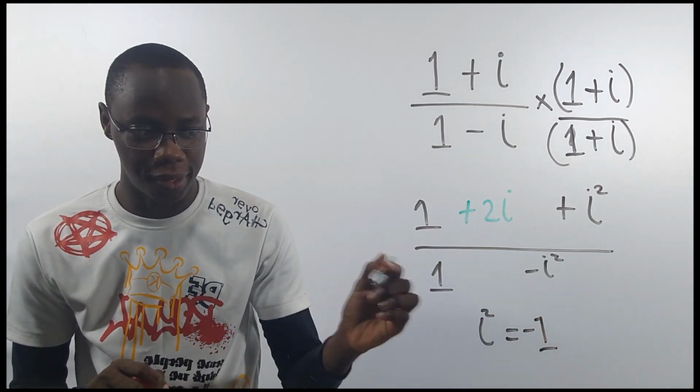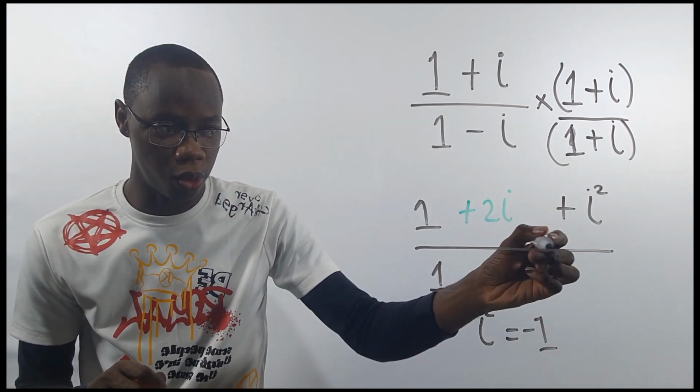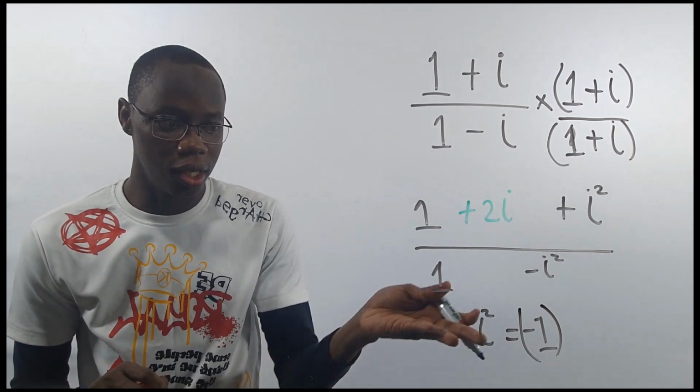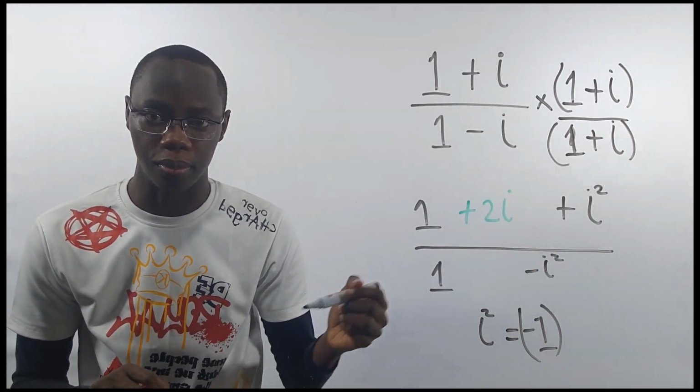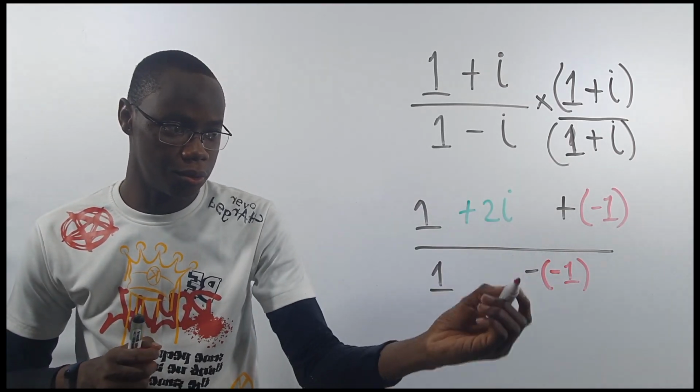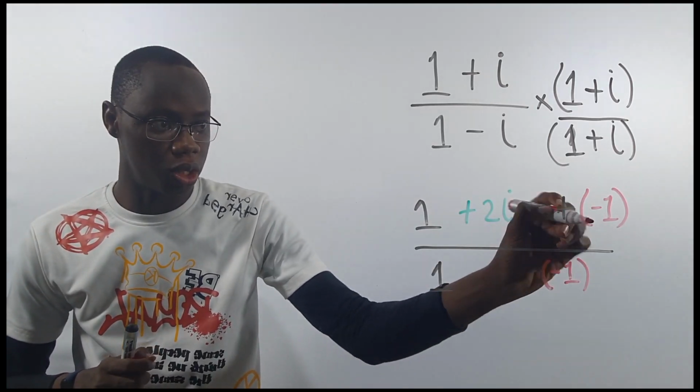So you need to note that. Anywhere you see an imaginary number squared, it means minus 1. So now let's substitute minus 1 for i squared. Make sure you watch your signs too. So here becomes minus 1 and here becomes minus 1.